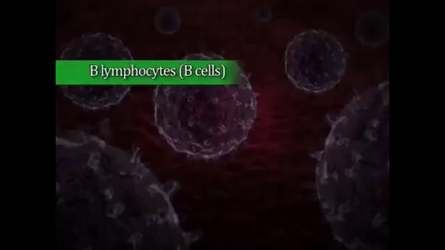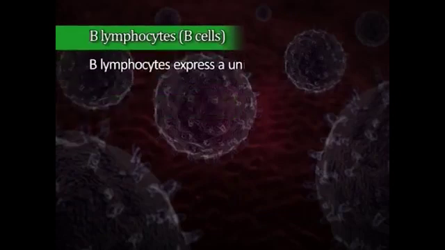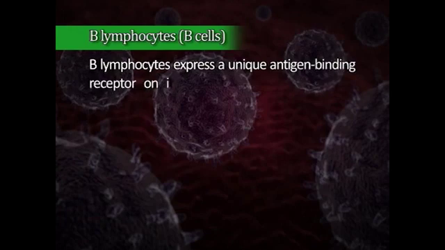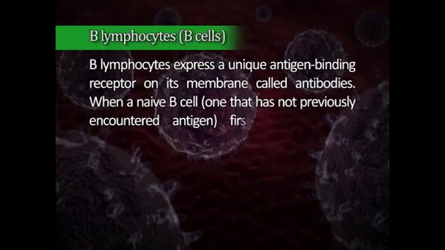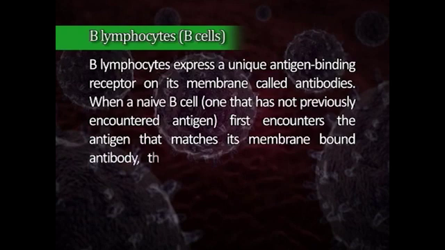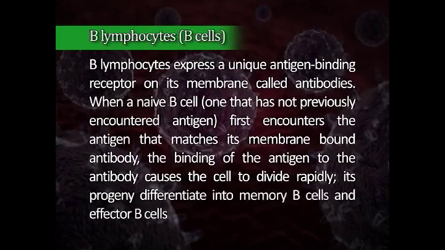self-non-self recognition. The two major populations of lymphocytes are B lymphocytes, or B cells, and T lymphocytes, or T cells. B lymphocytes express unique antigen-binding receptors on their membrane called antibodies. When a naive B cell, one that has not previously encountered antigen, first encounters the antigen that matches its membrane-bound antibody, the binding of the antigen to the antibody causes the cell to divide rapidly. Its progeny differentiate into memory B cells and effector B cells, called plasma cells.